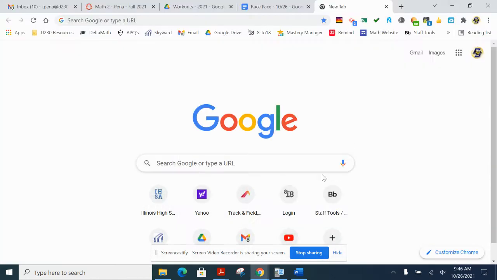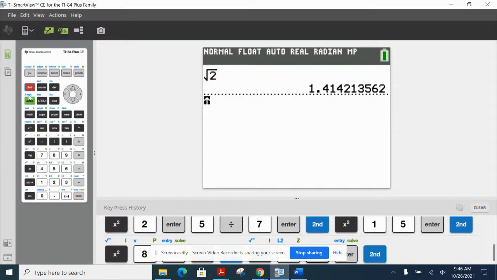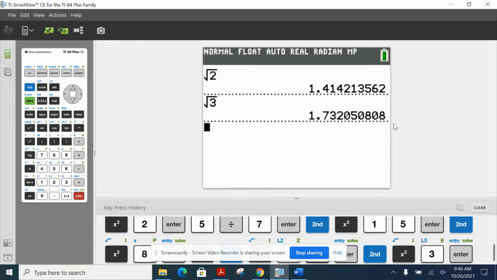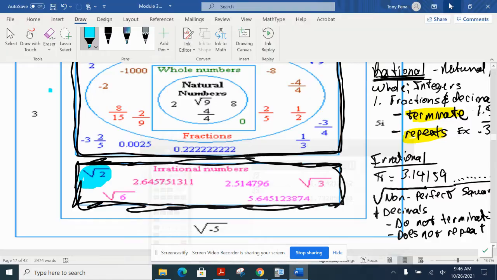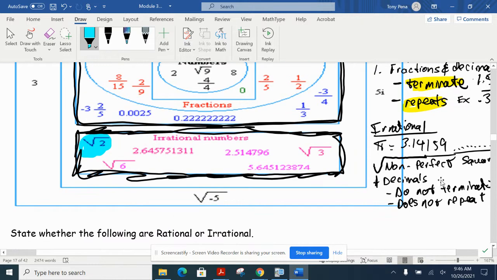I gave you root 3 is in here. So if we go to calculator and I do the square root of 3, notice how this is a decimal that never would have ended other than the screen ends. And is there any pattern to that repeating? No. So those are irrational numbers. So whenever I take the square root of a non-perfect square, those are irrational. And it produces a decimal that doesn't end and doesn't repeat.